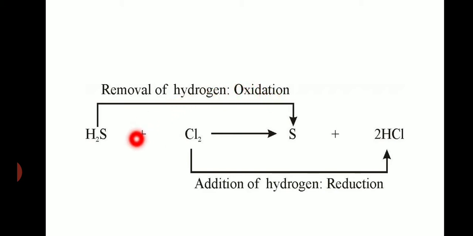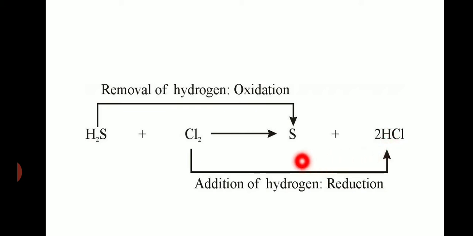So since this equation is in terms of hydrogen, we have to look in terms of hydrogen. That is removal of hydrogen, we call them as oxidation. So hydrogen sulfide is oxidized to sulfur. How is it oxidized? By the removal of hydrogen. In the second part, chlorine is changing into hydrogen chloride.